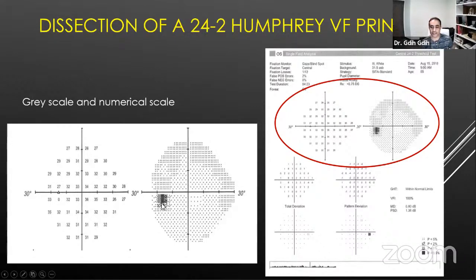This is the blind spot. In some grayscales, you don't see the blind spot. Why is that? Does that mean the patient doesn't have a blind spot? No, of course, every patient has a blind spot and an optic nerve. But for a very small optic nerve, the area of the optic nerve is too small to be tested. So it falls between the two testing points and it doesn't appear as a blind spot. So that's why you see some grayscales without a blind spot. And then look here at the grayscale, at the numerical scale.